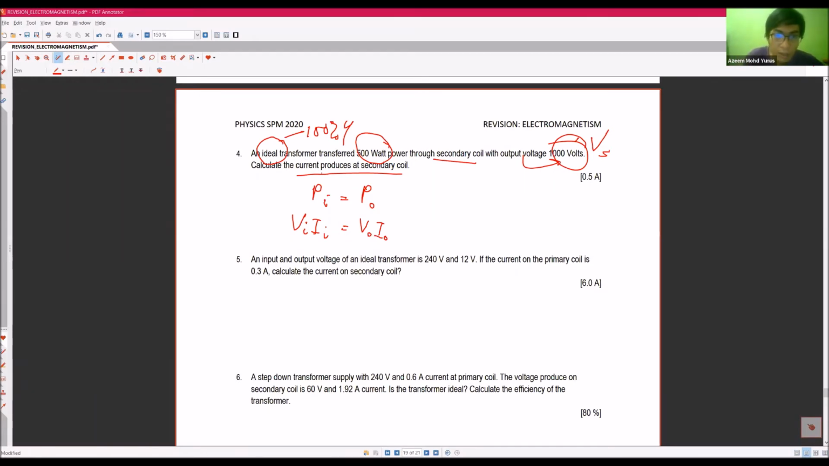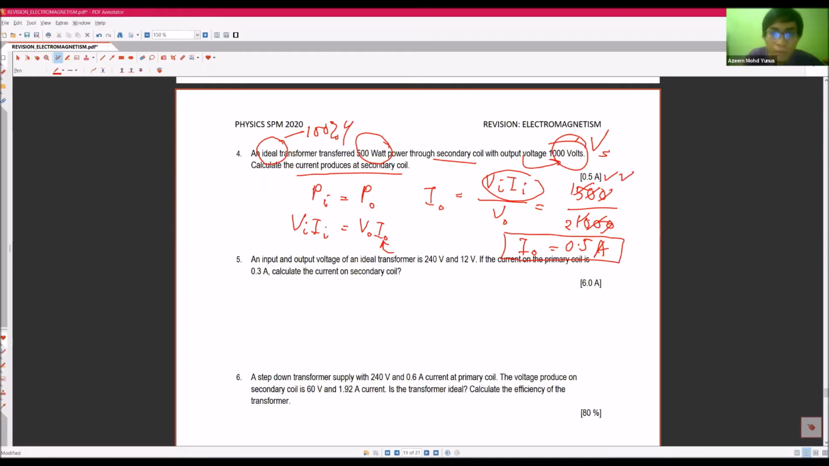It asks us to calculate the current for the secondary coil. So Io or Is doesn't matter here. Io equals Vi Ii divided by V output. Vi Ii overall, we can just replace it with P, 500. V output is 1000. So I output is 500 over 1000, which is 1 over 2, 0.5 ampere. Okay, our answer is correct.